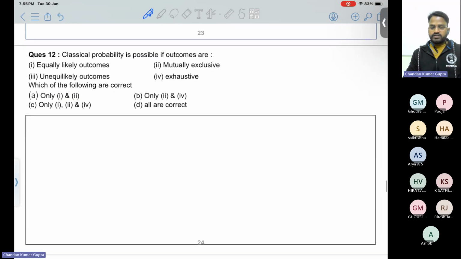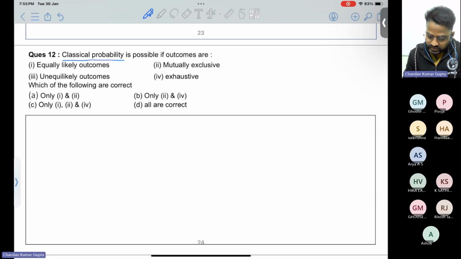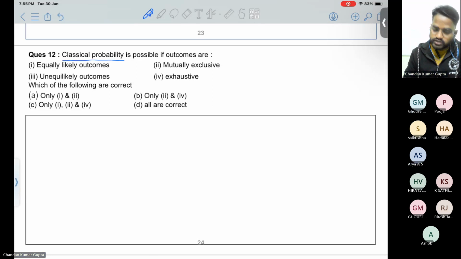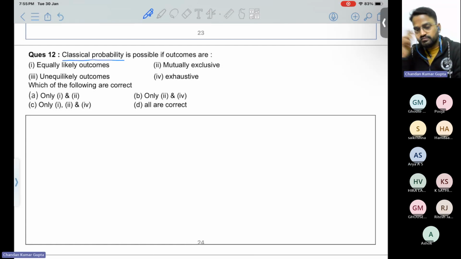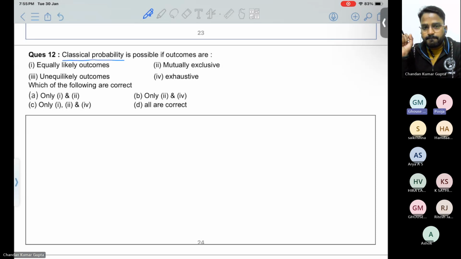Okay, now this is a question. We are talking about classical probability. So which option is correct? A, B, C, or D? Can anyone tell me? C, sir. It should be C. Okay. According to you, it's C. And what about others? Does anyone have another option? C. Okay. Anyone else?